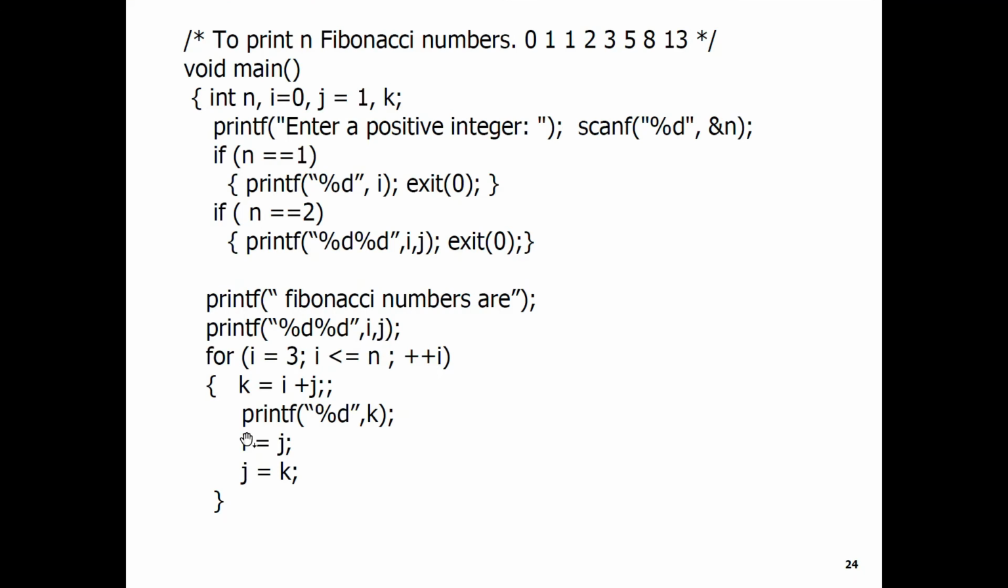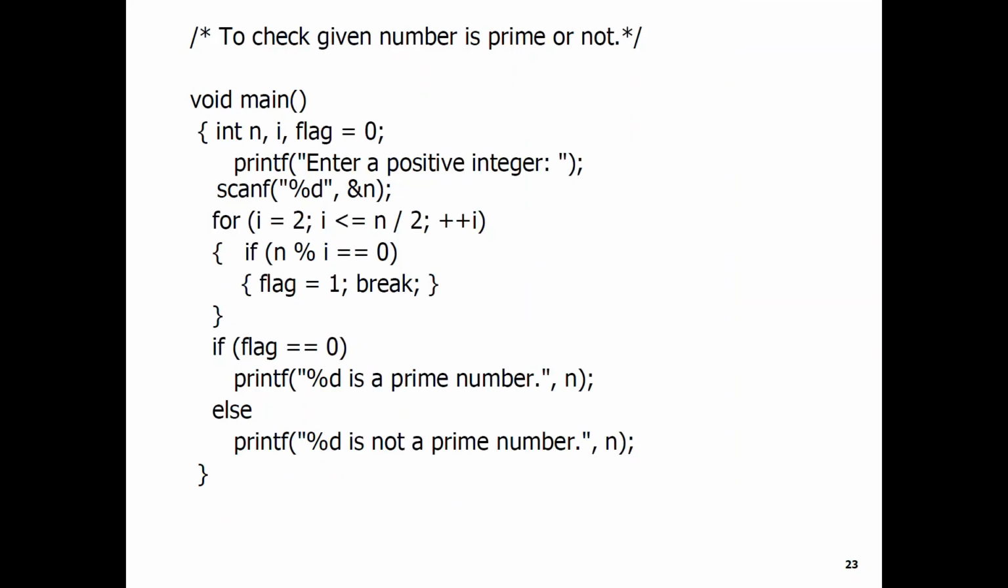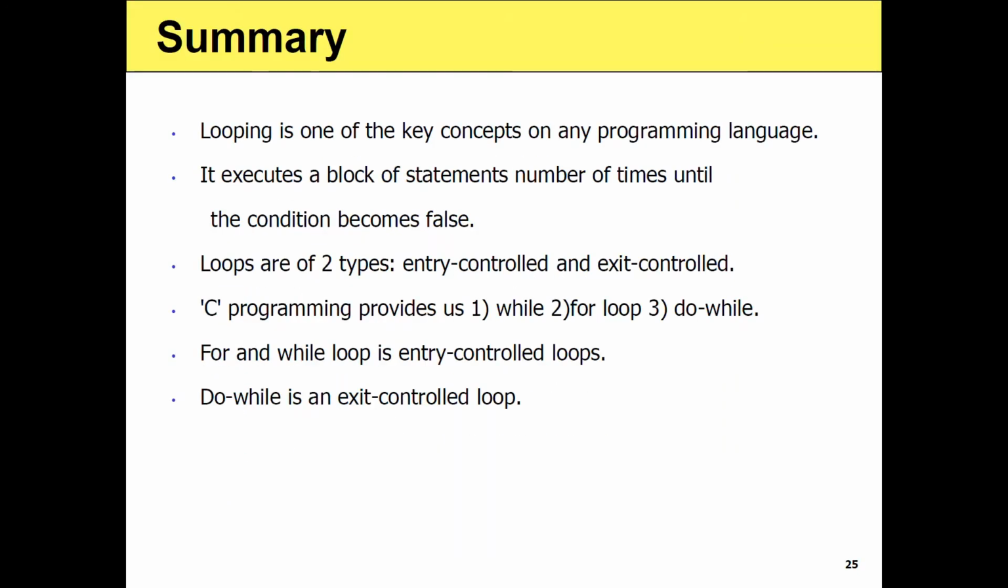Now, in summary, what do we want to conclude? Looping is one of the key concepts in any programming language. It executes a block of statements a number of times until the condition becomes false. There are two types of loops. One is entry controlled, or pre-test loops, meaning the while loop as well as the for loop, and the other is exit controlled, that is the post-test loop, which is do while.